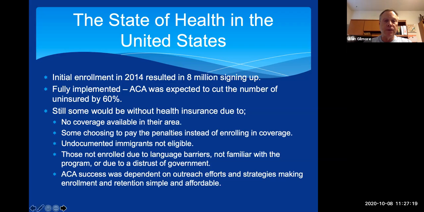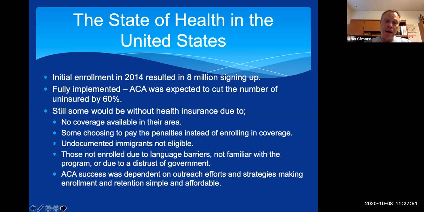But of course, there are still some who, even with the Affordable Care Act in place and Covered California and Medi-Cal expansion, will continue to be operating without health insurance. That can be due to the fact that there might be no coverage available in their area. We mentioned that a few minutes ago. Some choose to pay the penalties instead of enrolling in coverage. That's no longer an issue because that provision's been eliminated.